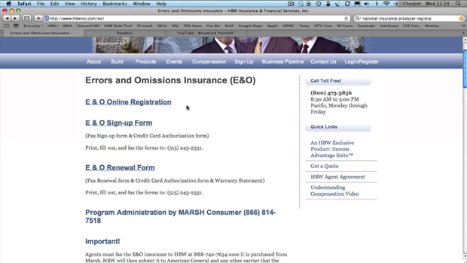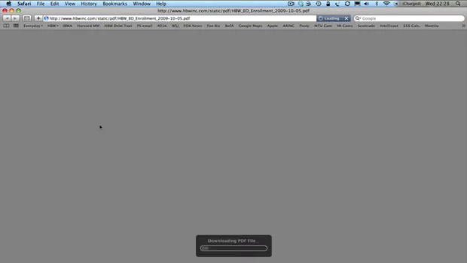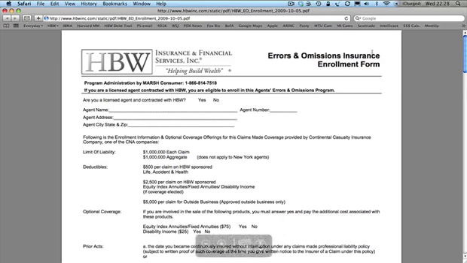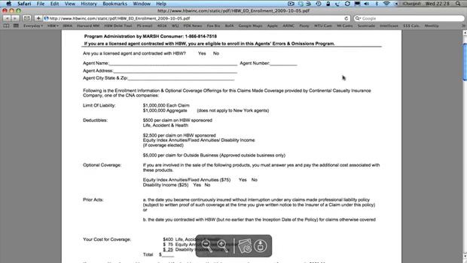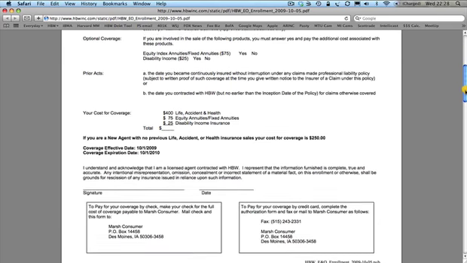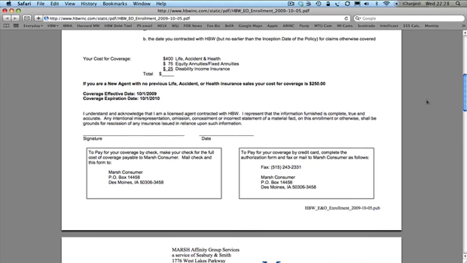If you're not too hip about doing that, you can do it by printing out a form and filling it out and then faxing that form in to the insurance carrier. Now, here's the form. You'll put your name, and then it talks about the policy here. You have the option to purchase equity indexed fixed index annuity coverage, yes or no, as well as disability income coverage, yes or no. We are going to talk about this a little bit later in this video. You'll sign and you'll date.